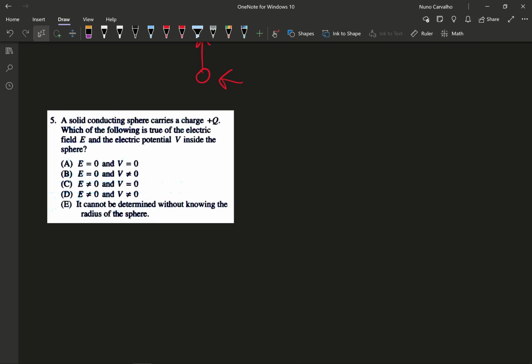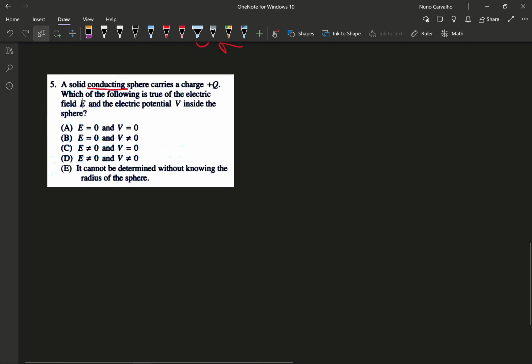Number five, we're told that a solid conducting sphere carries a charge of plus Q. And we're asked which of the following is true of the electric field and the electric potential V inside of the sphere. Okay, this can be a very quick question if you know the words that you're looking for here. Conducting, that's the same thing as saying it's like a metal sphere, and something you need to memorize is that the electric field inside of a conductor is always zero. Okay, it's always zero, so we can eliminate C and D.